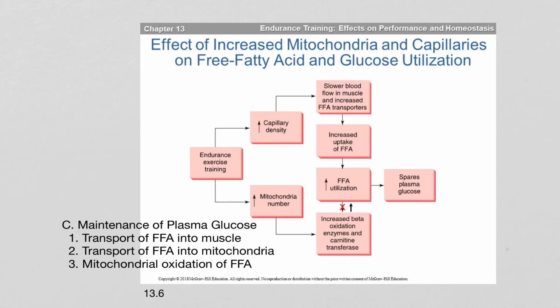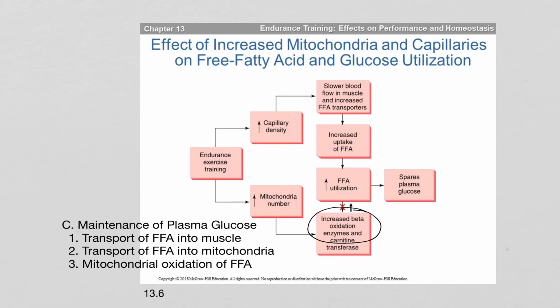The third mechanism for maintaining plasma glucose is a mitochondrial oxidation of free fatty acids. And so in this case, we have an increased ability. Obviously, now the mitochondria can import more free fatty acids. Now we have the increased ability to oxidize those fatty acids. And that's shown in this square down here at the bottom. Increased beta oxidation enzymes. So remember, beta oxidation is the breakdown of free fatty acids into acetyl-CoA. And so by providing more acetyl-CoA to Krebs cycle, we're going to get more ATP, obviously.